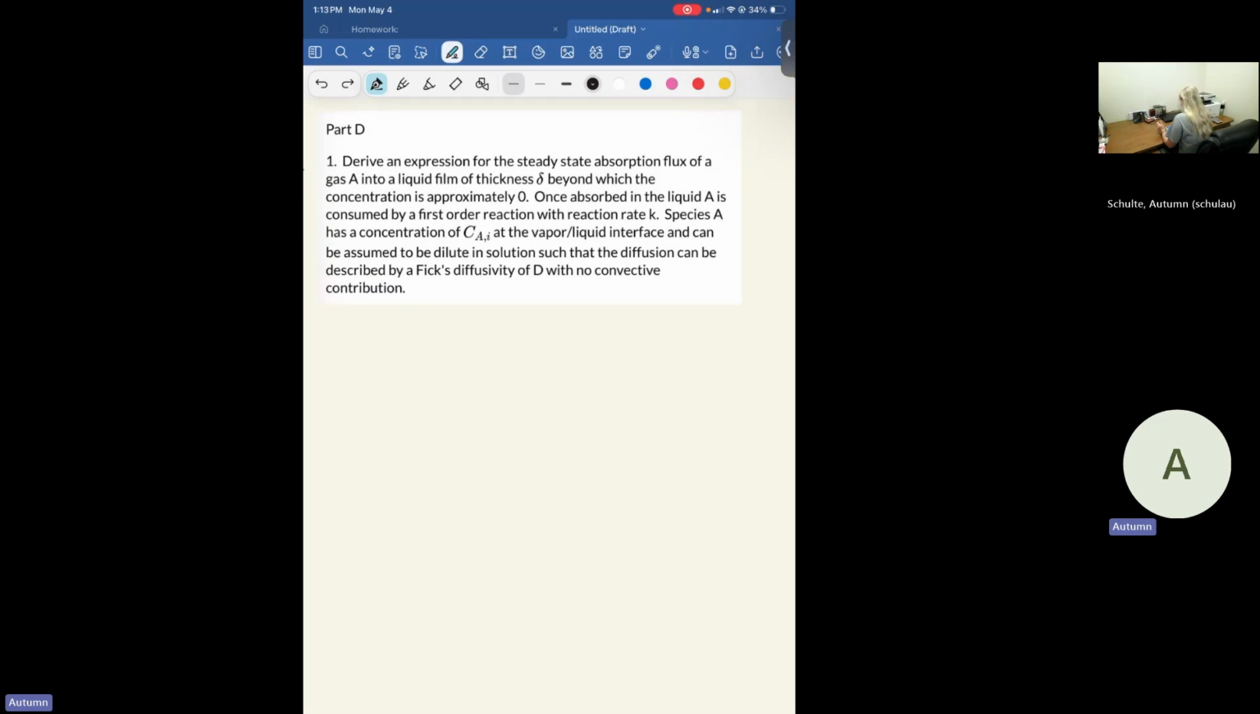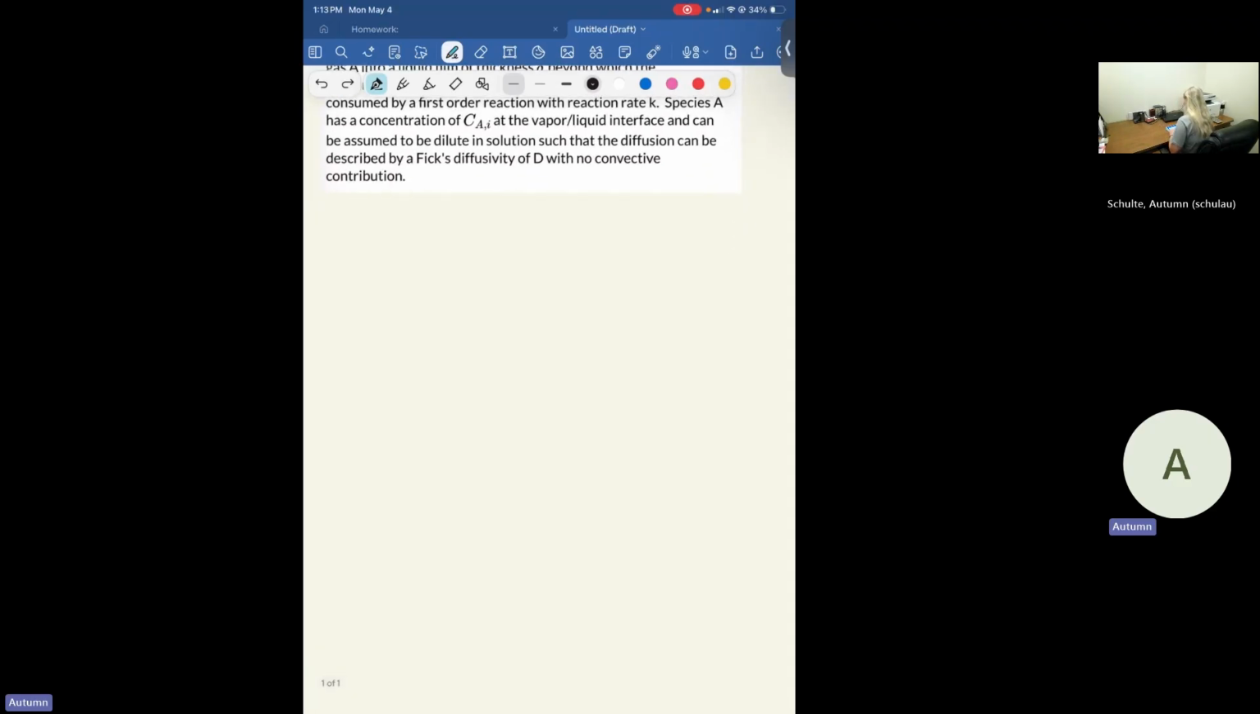Hi everyone. In today's video, we are going to be deriving an expression for the steady state absorption flux of a gas A into a liquid film thickness delta, beyond which the concentration is approximately zero. Once absorbed in the liquid, A is consumed by a first order reaction with the reaction rate K.